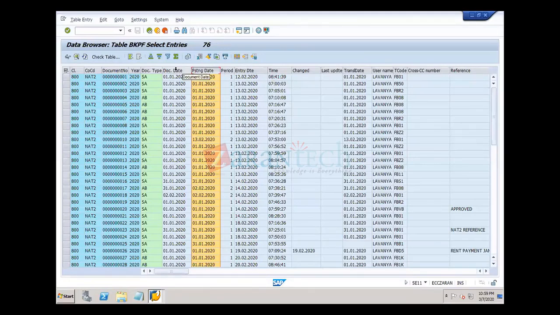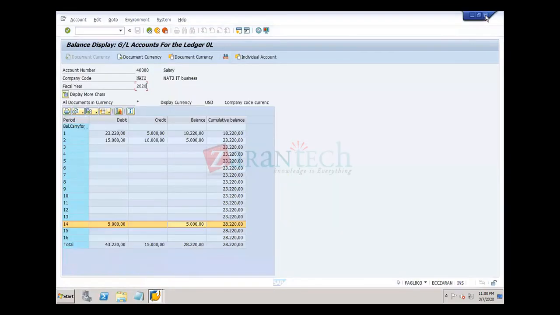You see document date, posting date, entry date. 3 dates. Entry date is nothing but a creation date, the system date, today's date. That is when I'm entering that document. That is the entry date. Yeah, it's a creation kind of date. Today if it is created, then today's date it will show.